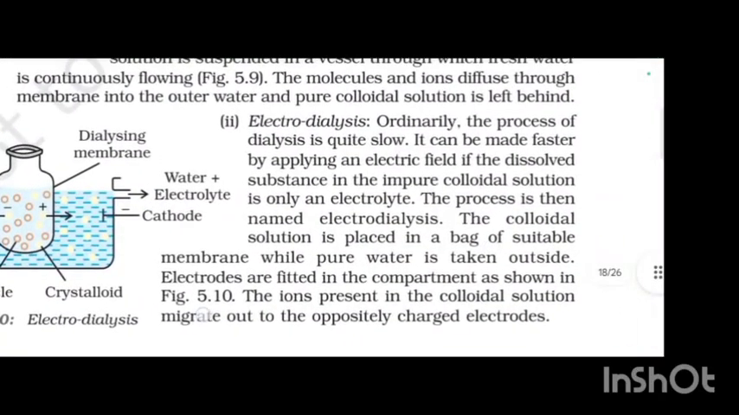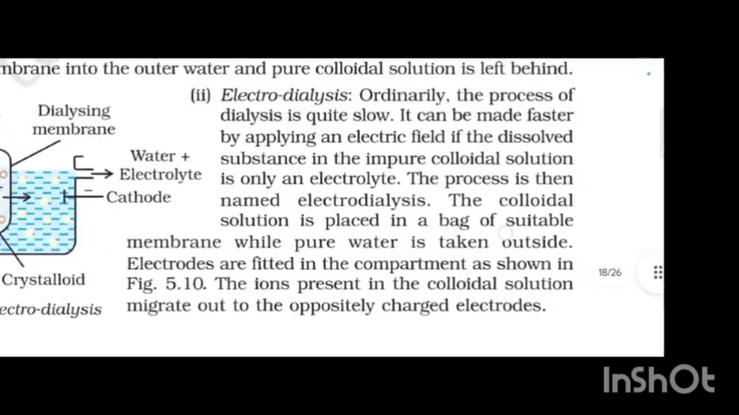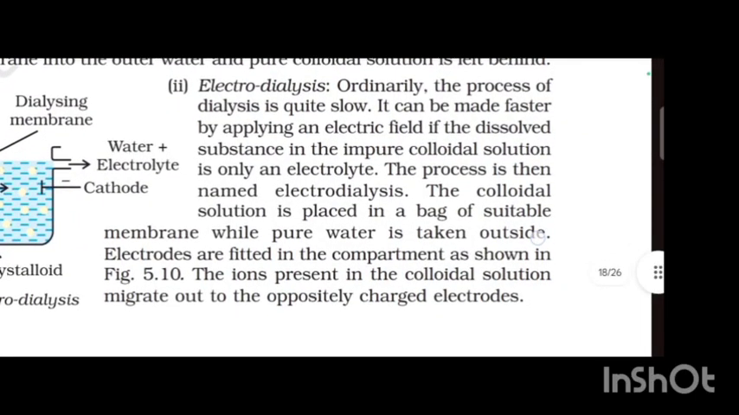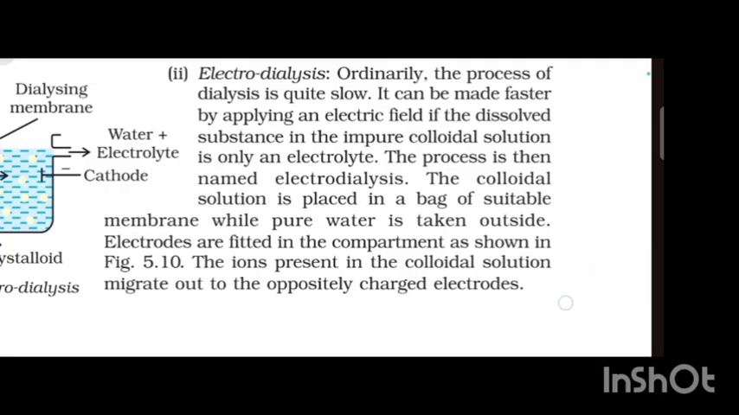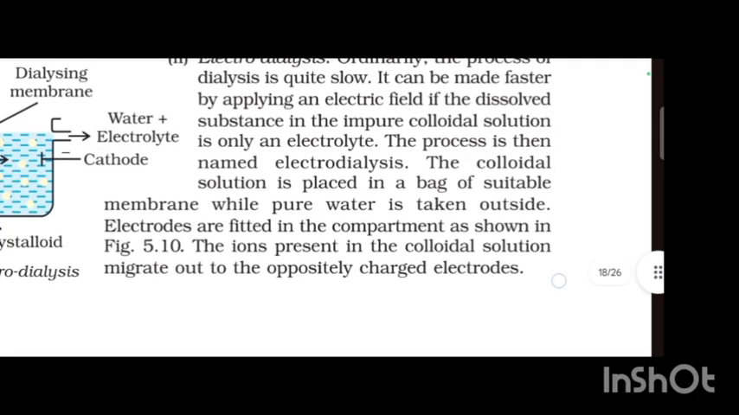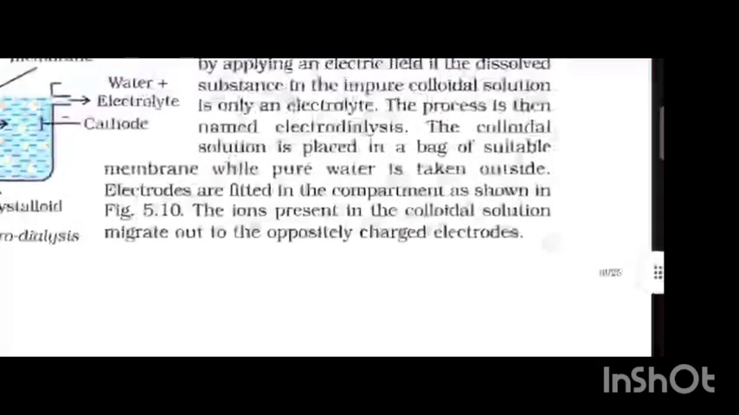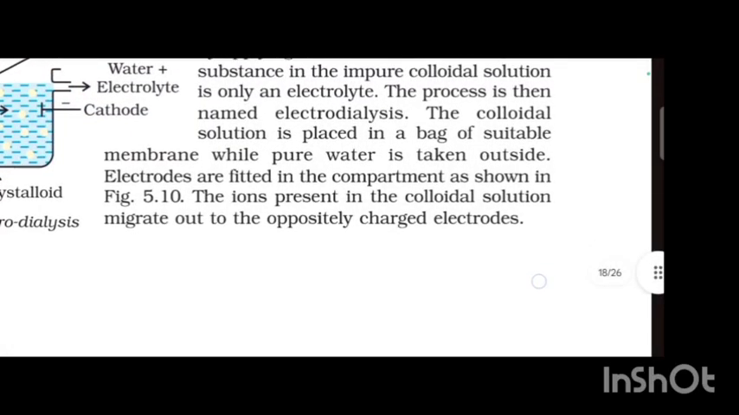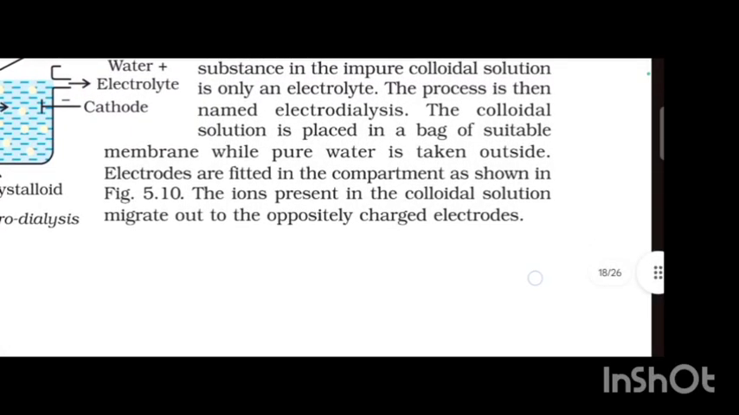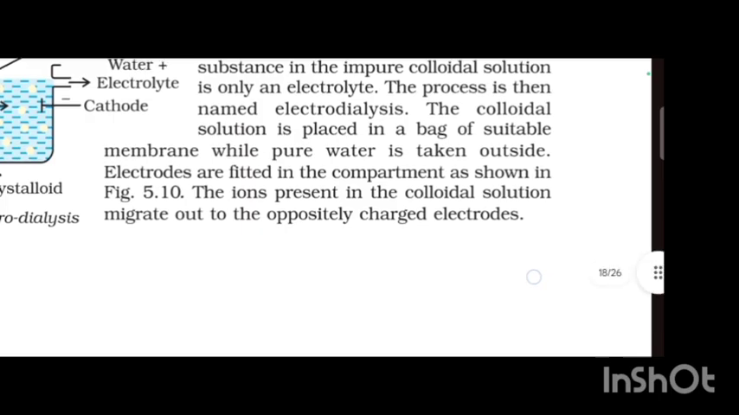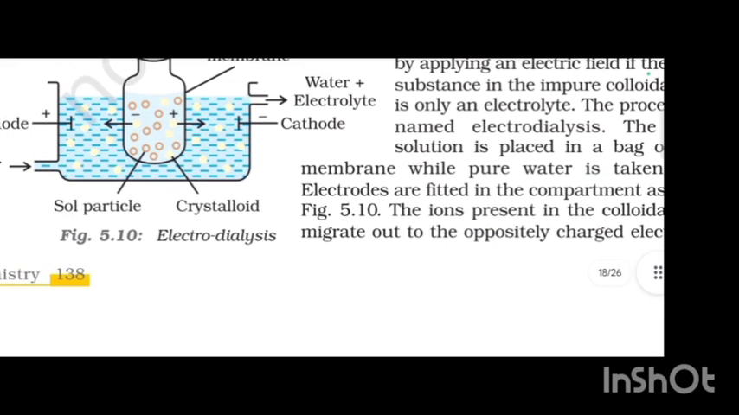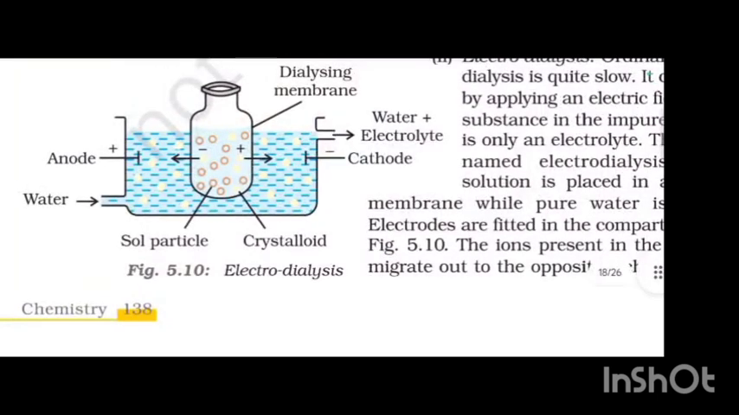Second, electrodialysis. Ordinarily, the process of dialysis is quite slow. It can be made faster by applying an electric field if the dissolved substance in the impure colloidal solution is only an electrolyte. The process is then named electrodialysis. The colloidal solution is placed in a bag of suitable membrane while pure water is taken outside. Electrodes are fitted in the compartment as shown in Figure 5.10. The ions present in the colloidal solution migrate out to the oppositely charged electrodes. Figure 5.10. Electrodialysis.